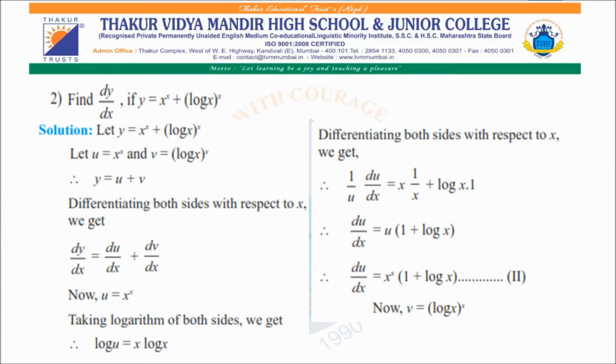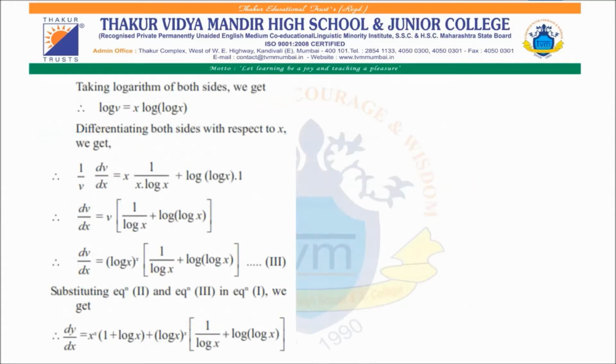Now replace u with the original function. It is u equals x raised to x. So replace u by x raised to x in the bracket (1 + log x). This is your second equation. Now we consider the second term, v equals (log x) raised to x. Again here also we take logarithm on both sides, we get log v equals x log(log x).